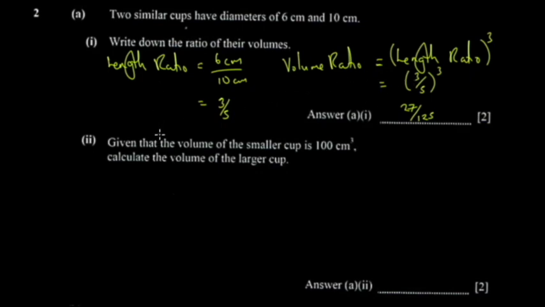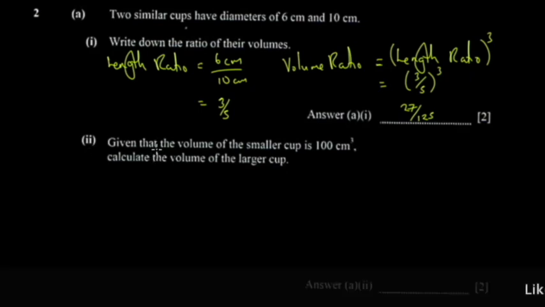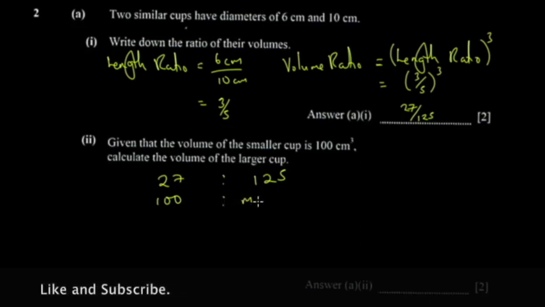They've never tested it, but then just be on the lookout. It's simply math. So the second part says, given that the volume of the smaller cup is 100 cubic centimeters, calculate the volume of the larger cup. So here the ratio is 27 for the smaller cup and 125 for the larger cup, okay? And you're given that for the smaller cup it's 100, and you're asked to calculate for the bigger cup. So the bigger cup would obviously be more.